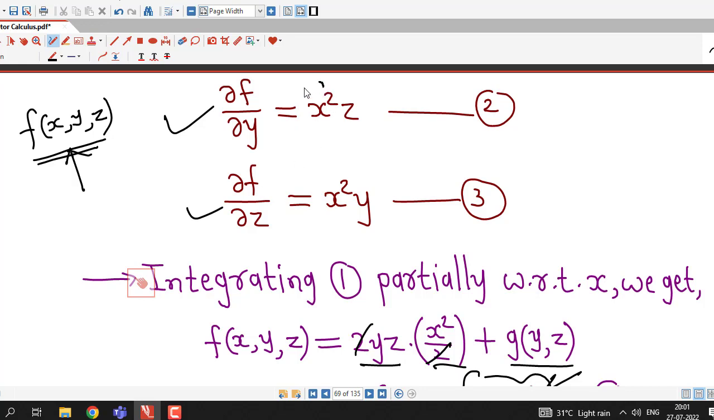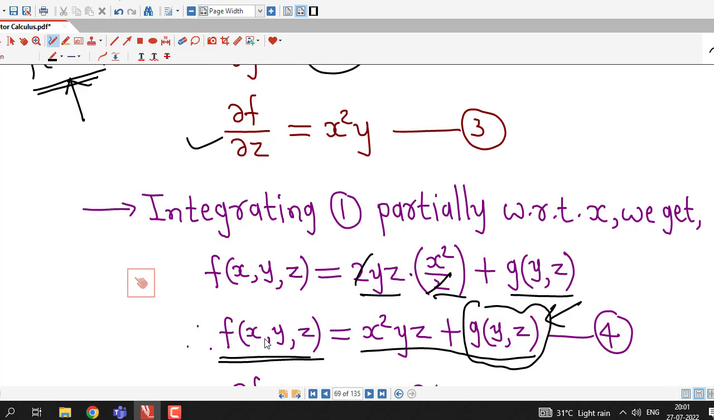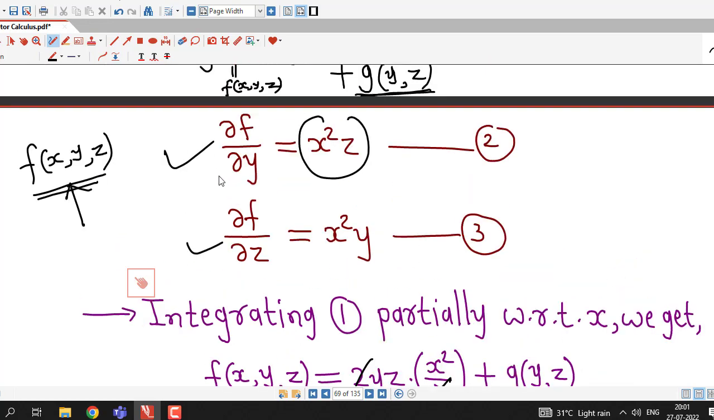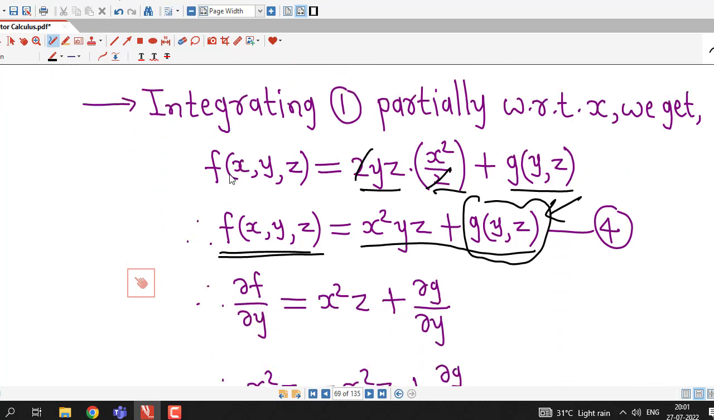To obtain this function, now we can use either equation number 2 or equation number 3. If you want to use equation number 2, we have to differentiate this function with respect to y, so that we can put value of del f by del y. So in the next step, we differentiate this equation number 4 with respect to y. Left hand side is del f by del y. Here x square and z are constant because we are differentiating with respect to y partially. So x square z is constant, derivative of y is 1.